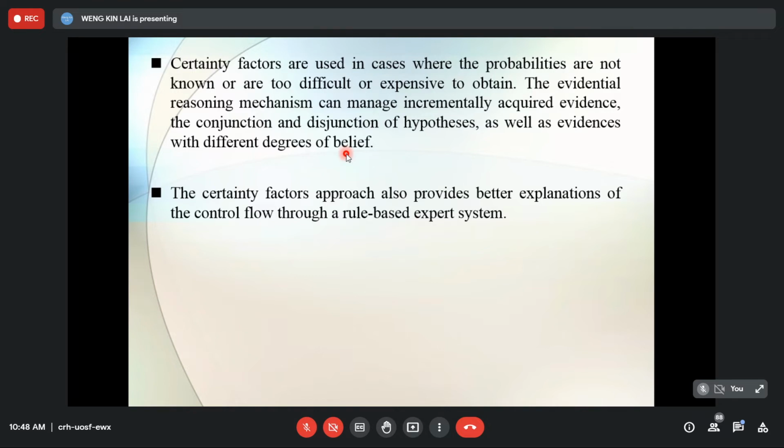Finally, the certainty factors approach also provides better explanations of the control flow through a rule-based expert system. So this is in favor of certainty factors, that they have this advantage: they provide better explanations of how you arrive at your final answer.